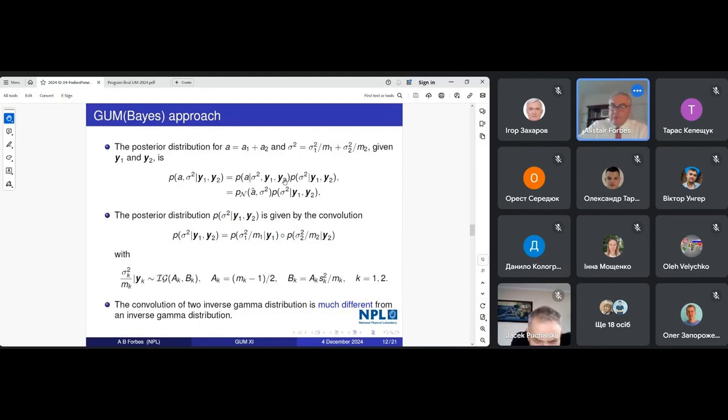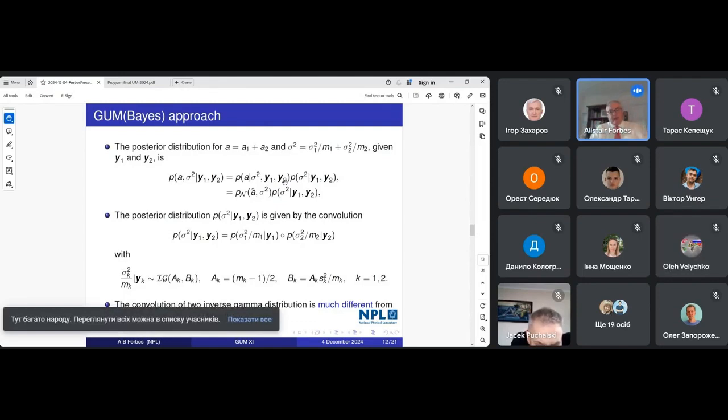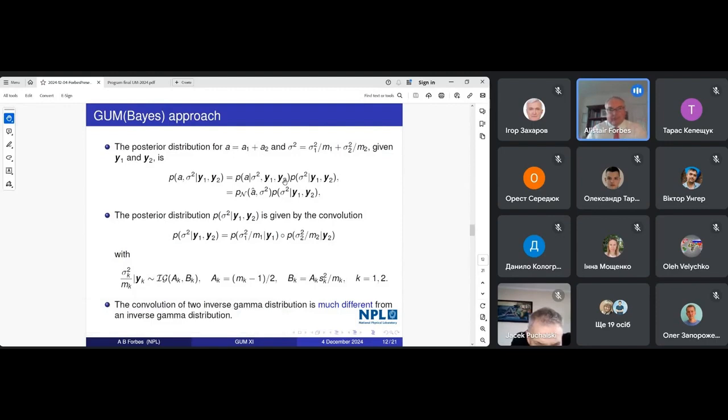delivers, again, we've got prior distributions associated with the various parameters. But the Bayesian approach will deliver a posterior distribution for the sum A and the sigma squared associated with the sum. And we can factor that, again, as a Gaussian times another distribution, a posterior distribution for sigma squared given the 2 sets of measurements. The posterior distribution for sigma squared is given by the convolution. It's a sum of 2 inverse gamma variates. So it's given by the convolution of 2 inverse gamma variates.